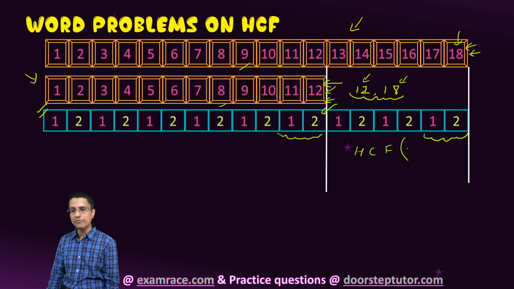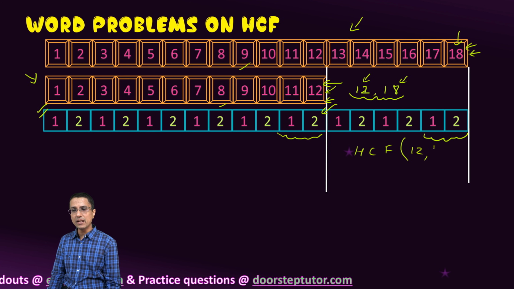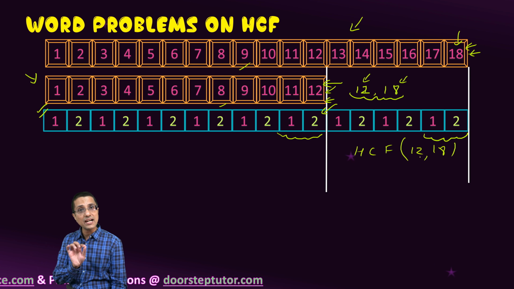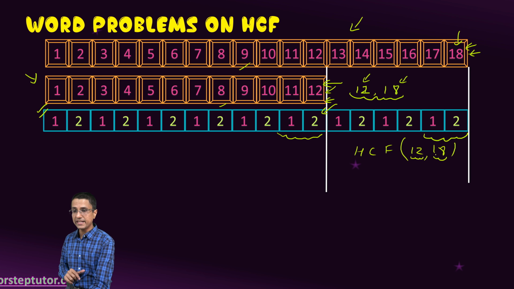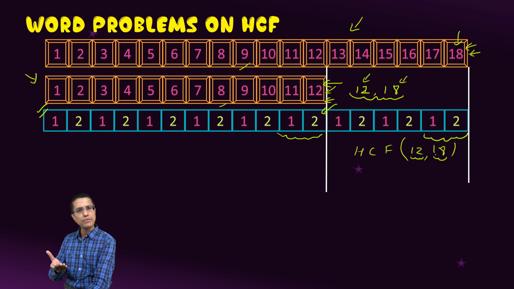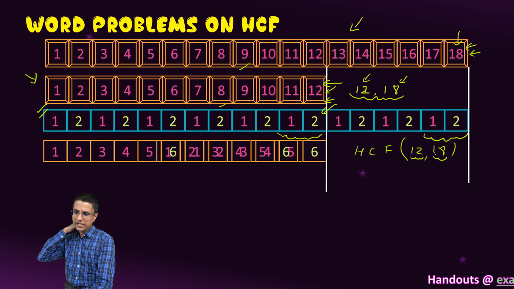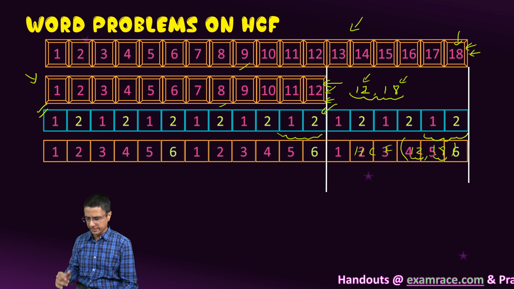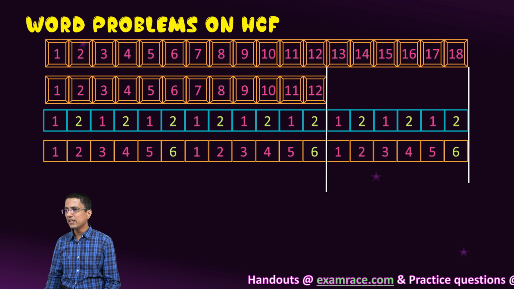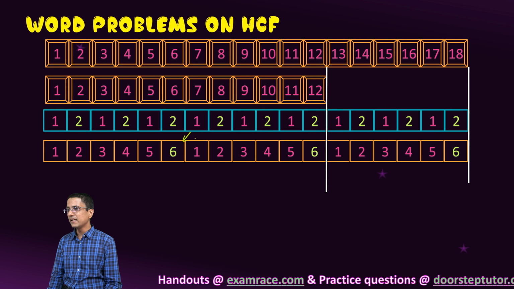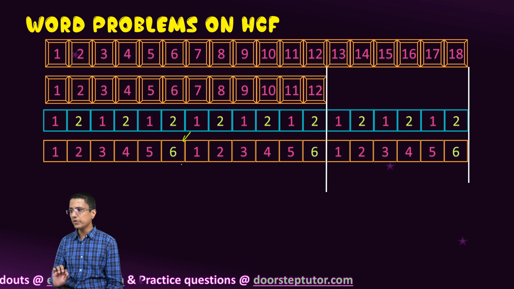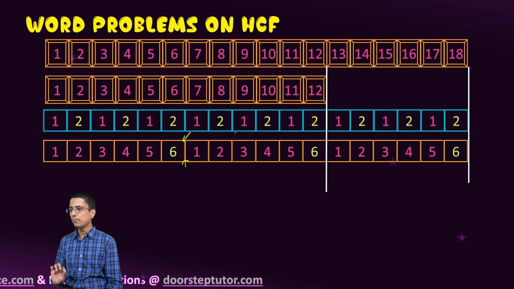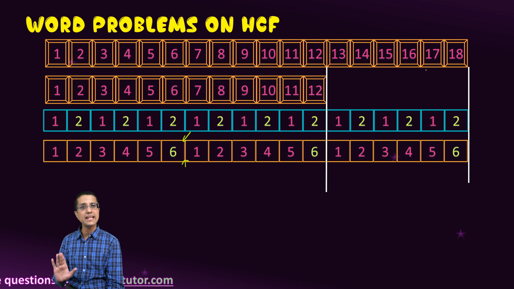And HCF by its definition is the largest number which would evenly divide both 12 and 18. If I want to find out the HCF of 12 and 18, I can repeat the exercise below. That answer is 6. So 6 would be the largest possible length which would completely measure both these walls of 12 and 18 centimeters.